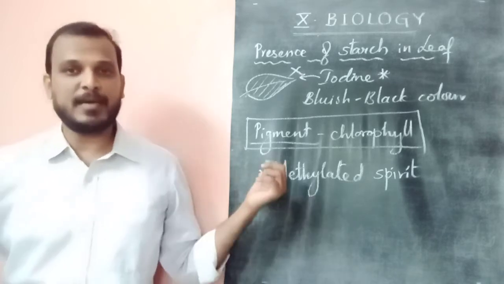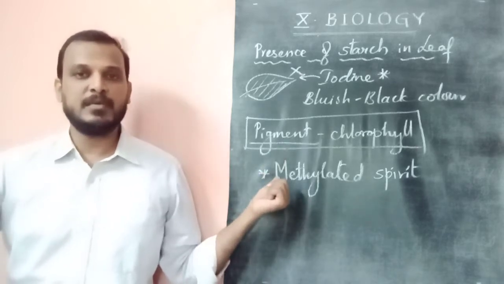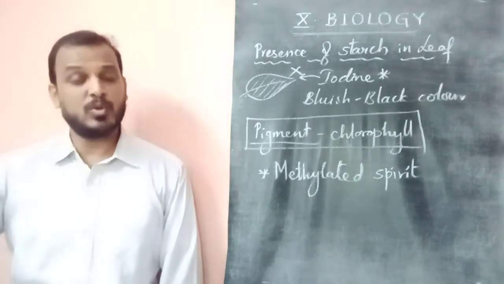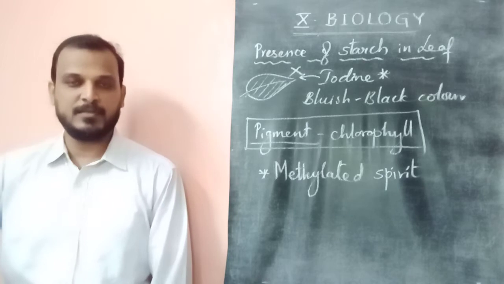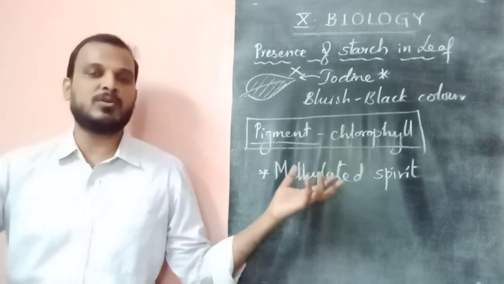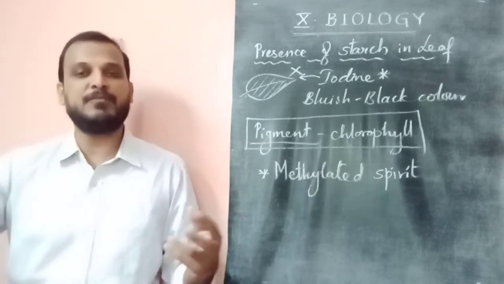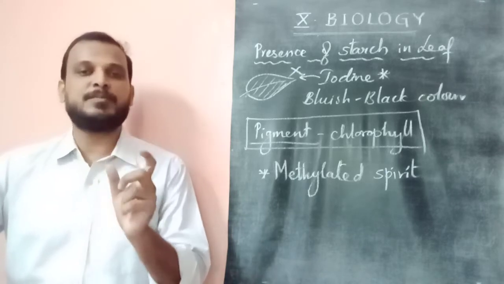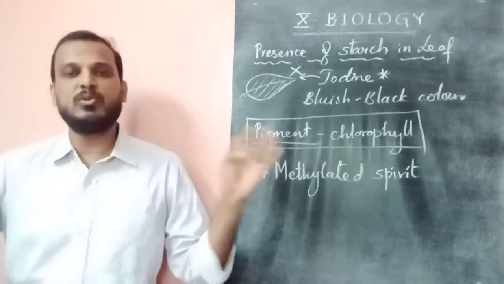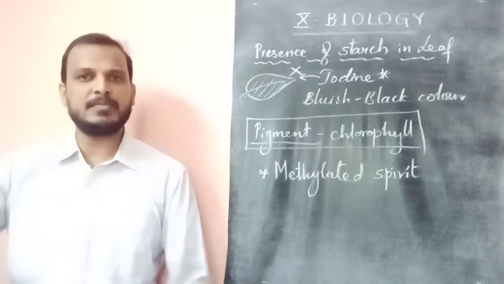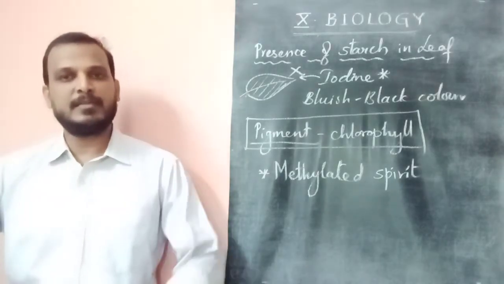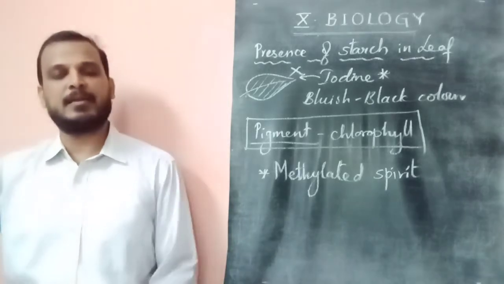In what way do we have to use this methylated spirit to remove chlorophyll in the leaf? We have to boil the leaf in methylated spirit. Methylated spirit cannot remove the chlorophyll directly. If you boil the leaf in methylated spirit, then the pigments are slowly removed and the leaf will become pale white in color. Pale means colorless. Where the colors are lost, that is called a pale color.